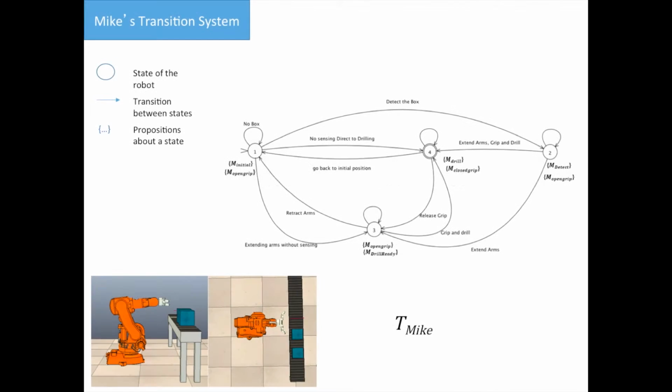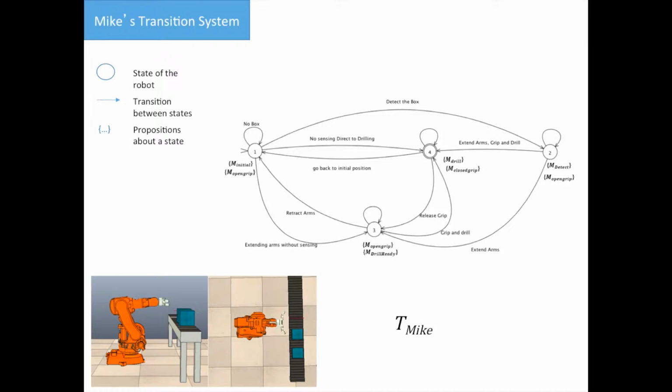In this section, we will discuss the mathematical concepts involved. First, we have the robot Mike's transition system representation. Mike is, again, performing a drilling action on the boxes. The circles represent the mode or state of the robot, and the arrows show the transitions between those states. We use the term motion primitive for these transitions.